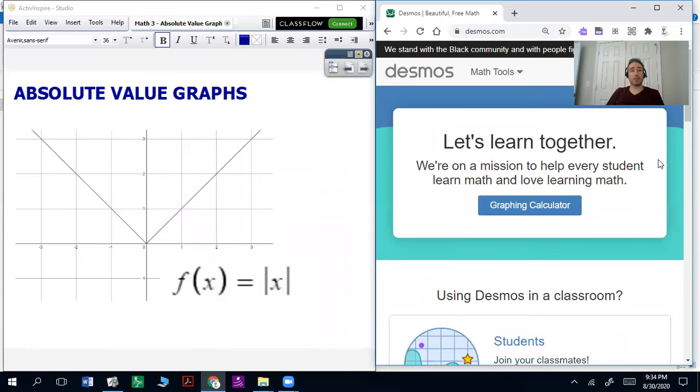Okay, this lesson is going to discuss the parent graph of absolute value and how to shift it left, right, up, down, stretch it, compress it, reflect it, and talk about the characteristics of all those graphs.